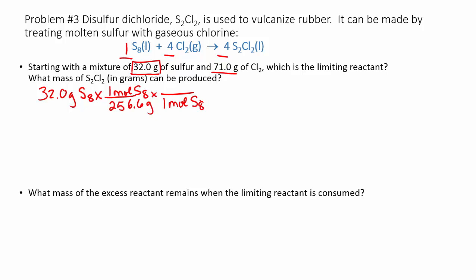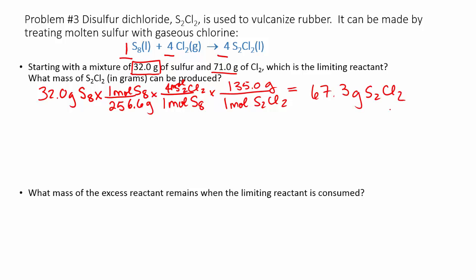And then I'm going to look at my mole ratio. I'm trying to find S2Cl2. And my recipe tells me for every 1 mole of S8 that I have, I can make 4 S2Cl2s. So there's where my mole ratio is used in this mole to mole step. Sorry, I left out the mole value there. So 1 mole of S8 will make 4 moles of S2Cl2, and 1 mole of S2Cl2 weighs 135.0 grams. So if I go through and do this in my calculator, what this is telling me is I have enough S8 to make 67.3 grams S2Cl2.